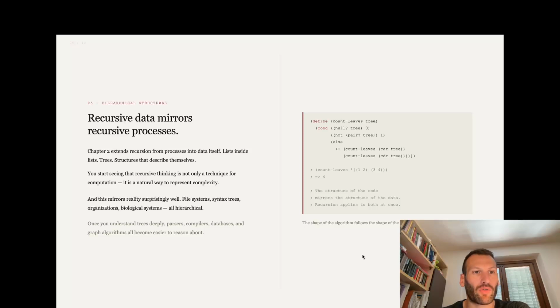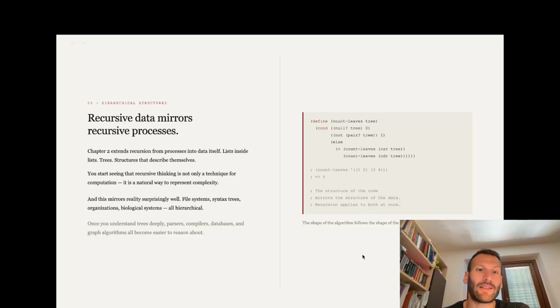Another takeaway: recursive data mirrors recursive processes. And chapter 2 extends recursion from processes into data itself. Lists inside lists, trees, structures that describe themselves. And you start seeing that recursive thinking is not only a technique for computation, but it is a natural way to represent complexity. And we saw that also in chapter 1.